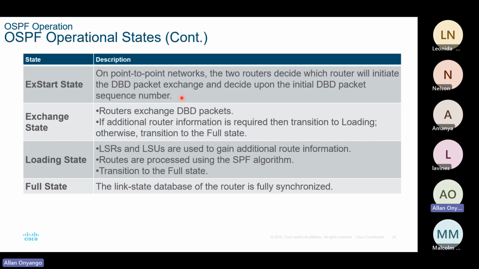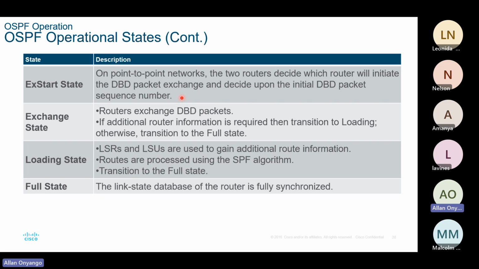After this election, the router moves to the next state, which is called the exstart state. For the exstart state, here now, the routers that are connected with a type of connection called the point-to-point network will decide which router will initiate the process of exchanging the second packet, which is called the database description packet, DBD packets. So they are going to decide which router will initiate the process, okay? And they decide upon the initial DBD packet with this number. Then at this point, the routers move to the next stage, which is called the exchange state. From exstart, we go to exchange state.